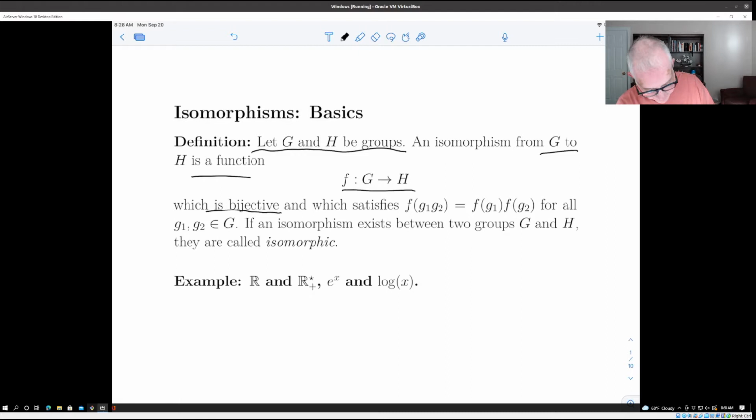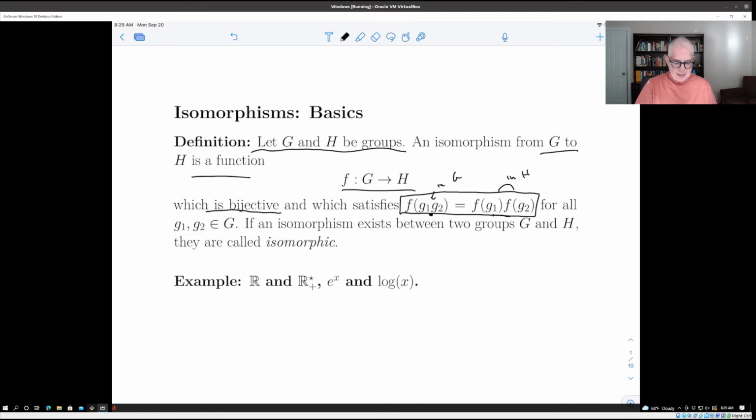And the second property that the function has to satisfy has to do with the multiplication in the group. And what this is saying is that if you take two elements in G and you multiply them together and then apply the function f, that's the same thing as if you applied the function f to the two elements g1 and g2 separately. Now you have two elements of H and you multiply them together in H. So this is a product in H. This is a product in G. And so one way to think about this is that the function f not only carries the elements from G to H, but it also carries the multiplication from G to H.